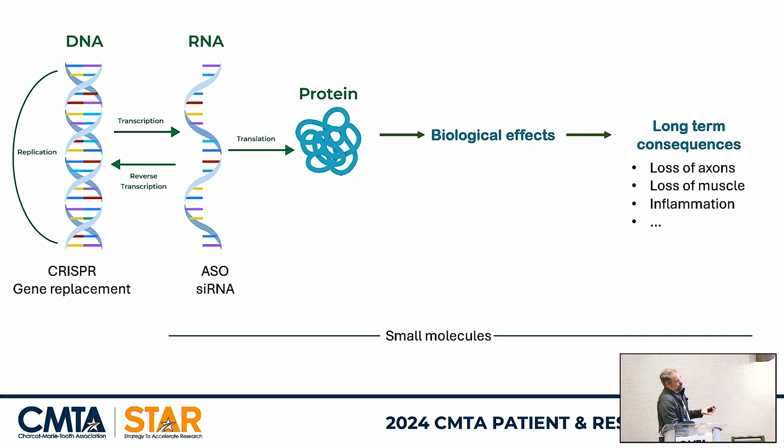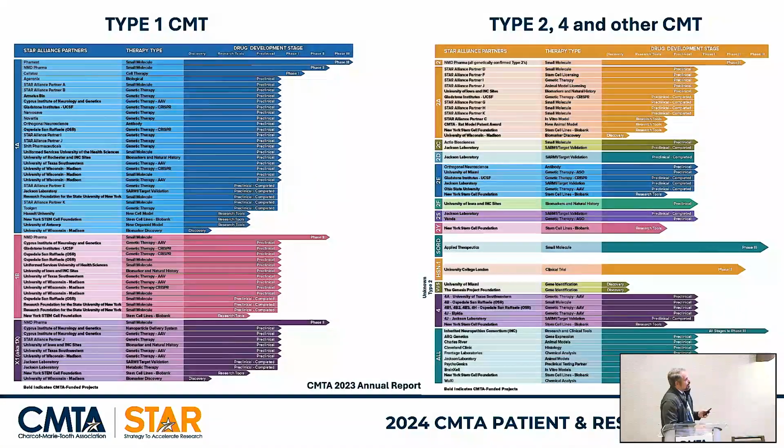And then you have the more traditional types of treatments, what we think about when we think about drugs or medications, which we call small molecules. Small molecules can have a very wide range of applications. They could be targeting DNA and how DNA becomes RNA, how RNA becomes protein, or target one of the biological effects or even the long-term consequences of the damage that happens in the peripheral nerve.